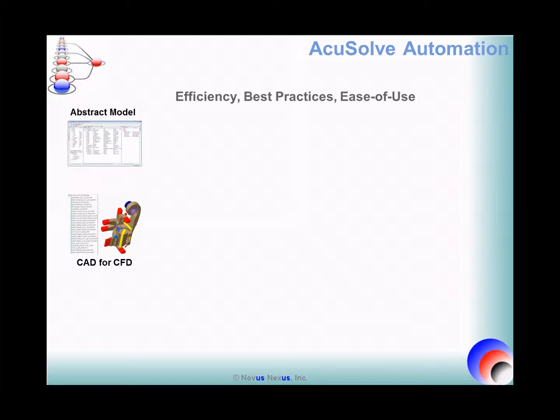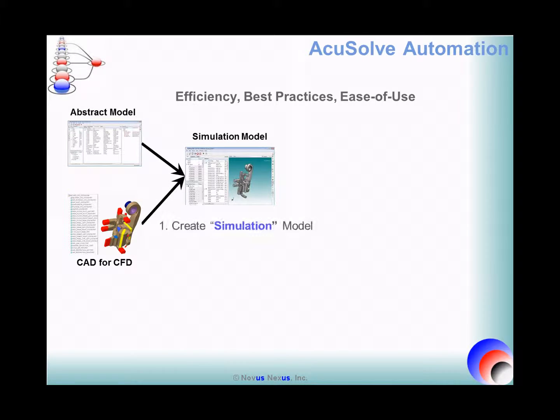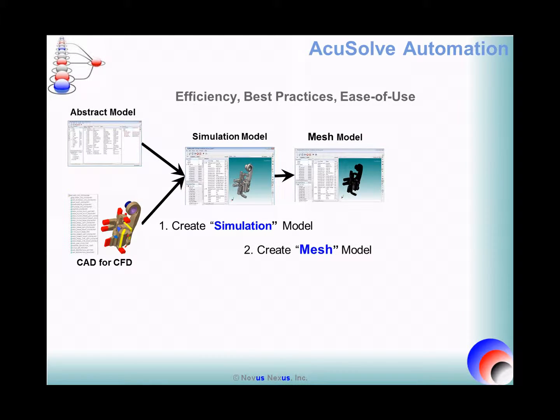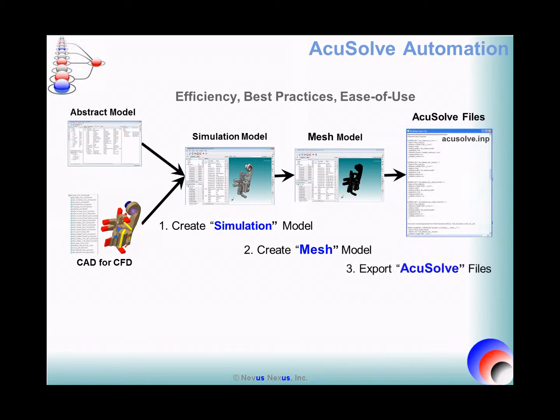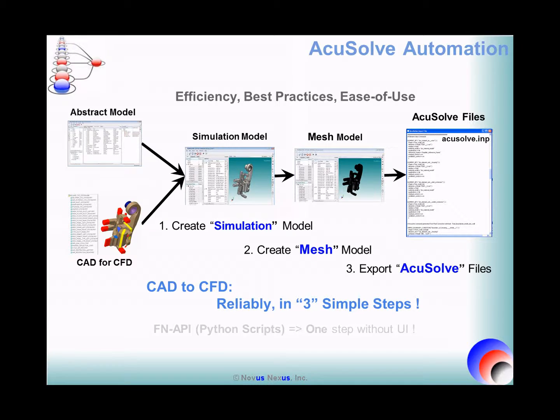This slide here summarizes the complete workflow in 3 simple steps. Create simulation model. Create mesh model. Export AcuSolve input files. This is what we call, from CAD to CFD, reliably, in 3 simple steps. Users can also use Python scripts to automate the production model or a suite of models.